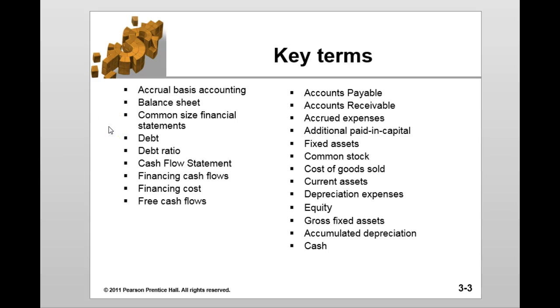Now, key terms are two pages of them in this chapter, and they were kind of all messed up, so I put them together. First part of this right here are going to be just accounting terms. Accrual accounting, the balance sheet, common size, financial statements, debt ratio, cash flow statement, income statement should be on here. Just a hodgepodge of general accounting terms.